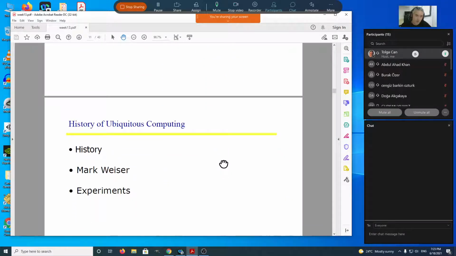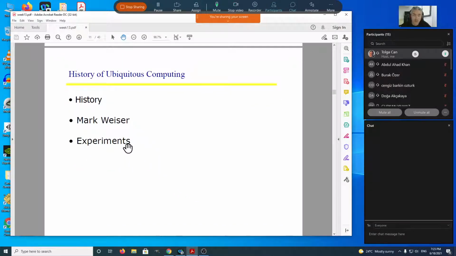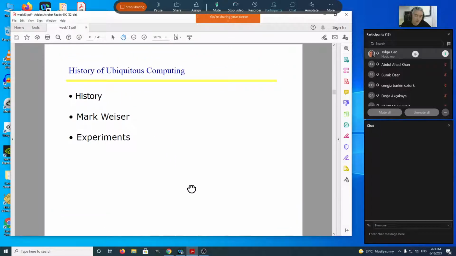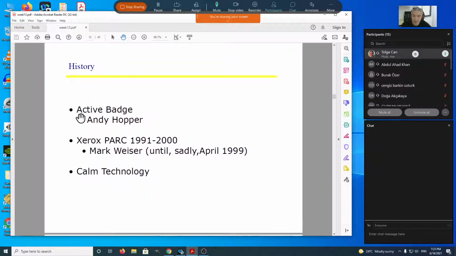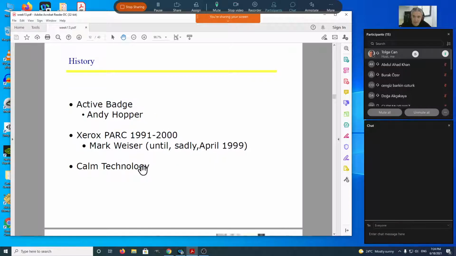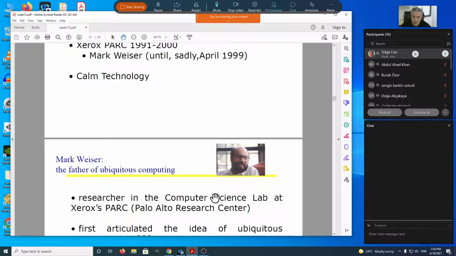So here I'm going to now talk a little bit about the history of ubiquitous computing and who Mark Weiser was, and some projects that they developed at Xerox Palo Alto Research Center, some of which were really inspirational to technologies we use these days. Mark Weiser was the head of Xerox Palo Alto Research Center, I think, or he was a researcher there for 10 years between 1991 and 2000. And he passed away in 1999.